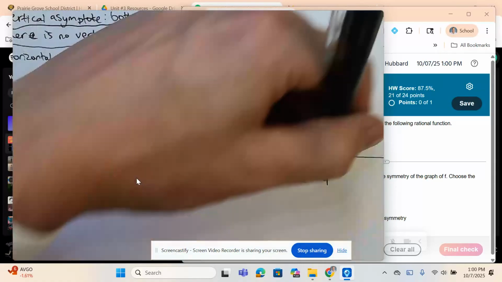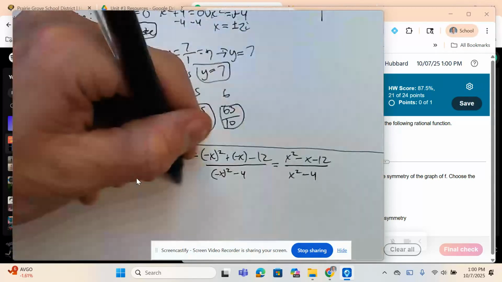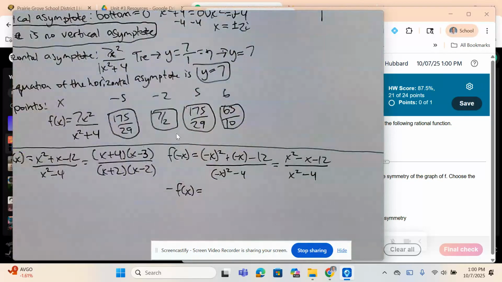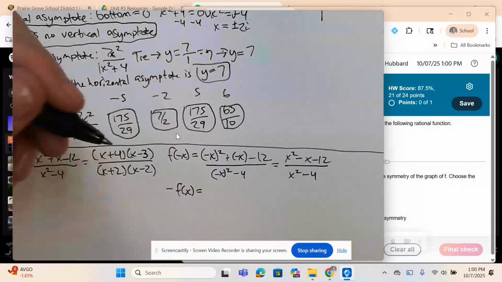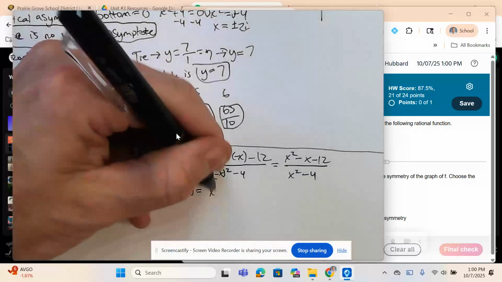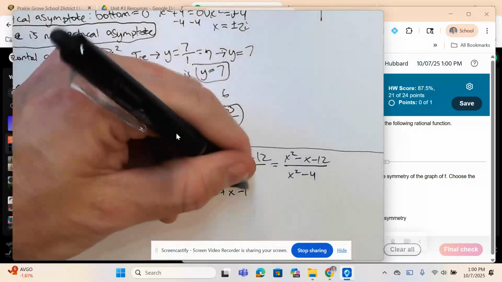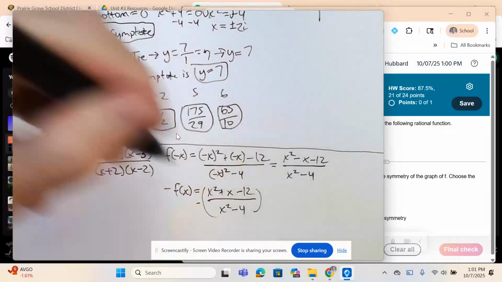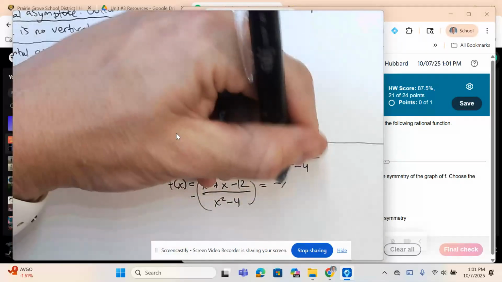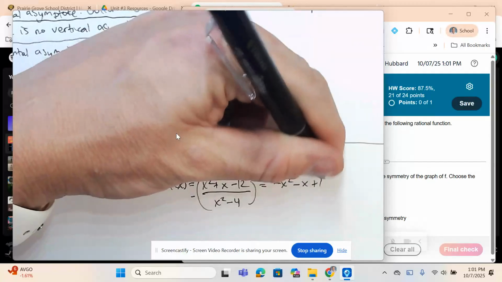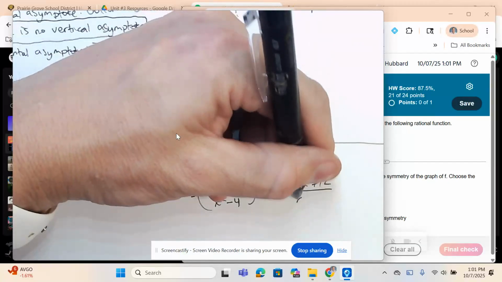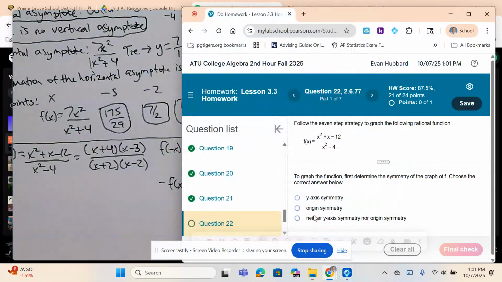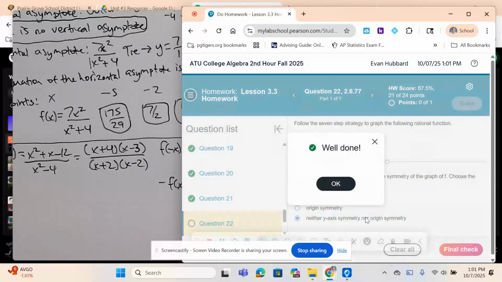When you have multiple asymptotes, does it want an x equals? You'll put x equals, and you'll put commas in between them. So x squared plus x minus 12 divided by x squared minus 4. You just make one negative, so it's going to be negative x squared minus x plus 12. This one appears to be neither, because none of these are equal.